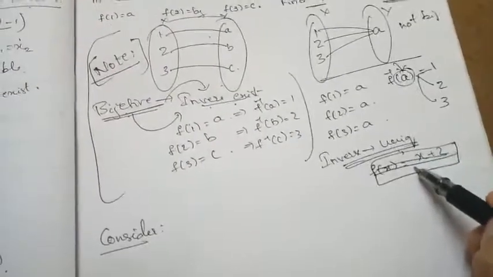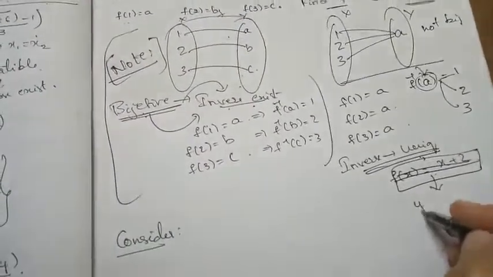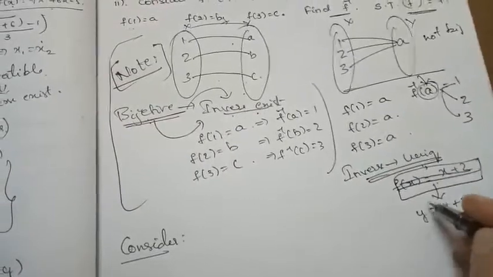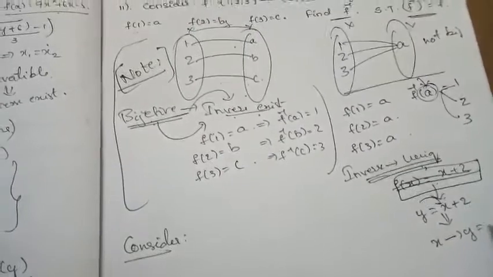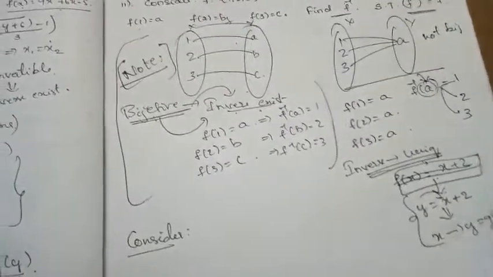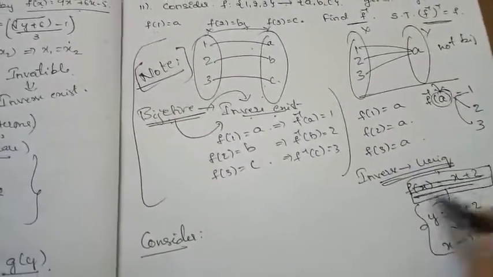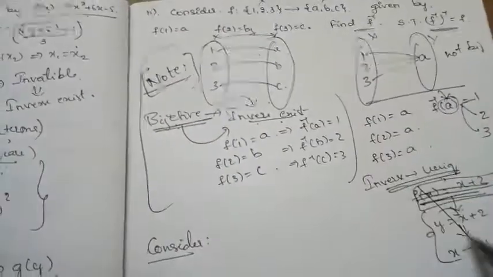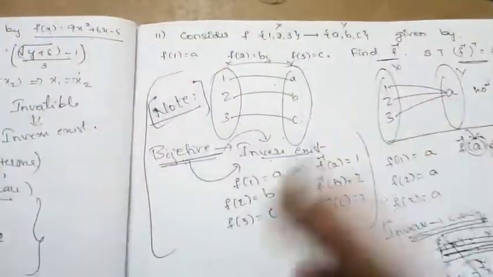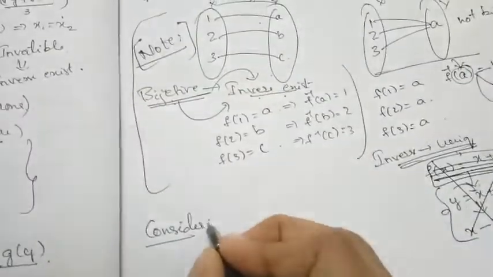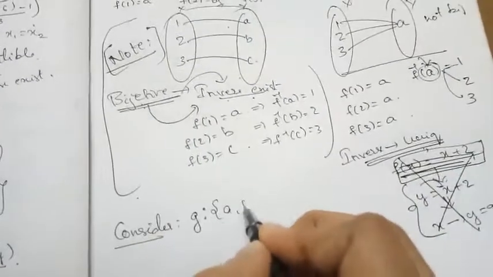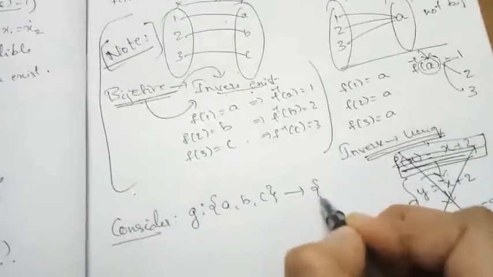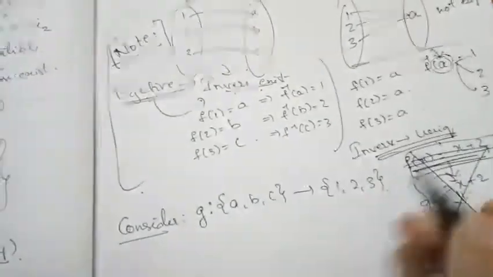Suppose the function is given in this manner, what we used to do is, they have given y expressed in terms of x, then we turn x in terms of y and call that g of y. This is the first step which we follow when the function is given in this manner. Here the function is not given in this manner, it is given in the mapping manner. So first we are going to consider a function g from set y to x, that is a, b, c to set 1, 2, 3.